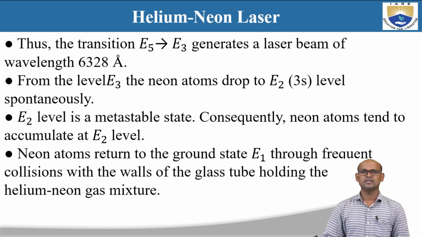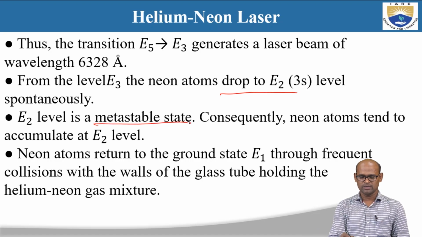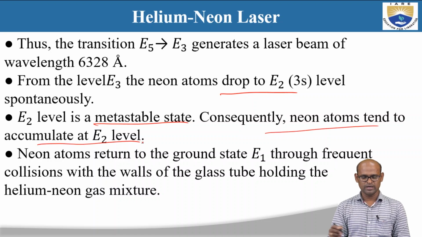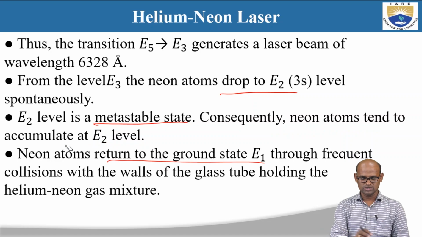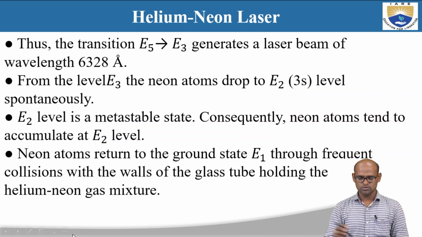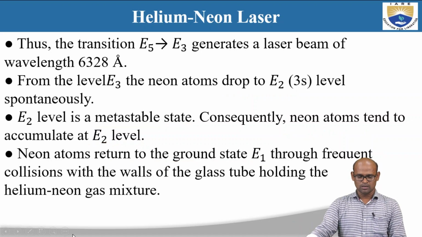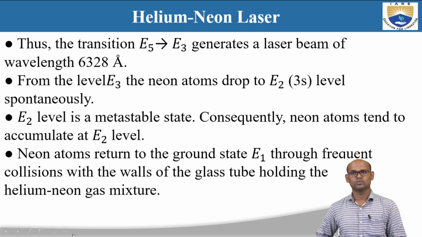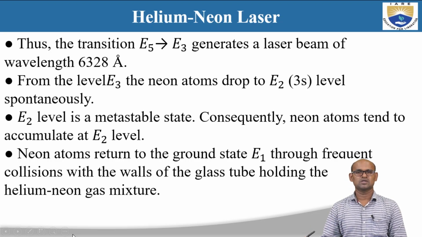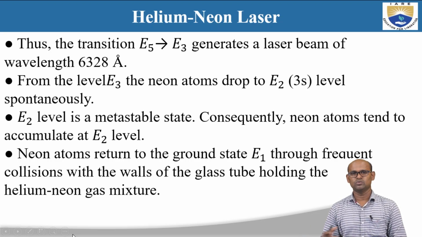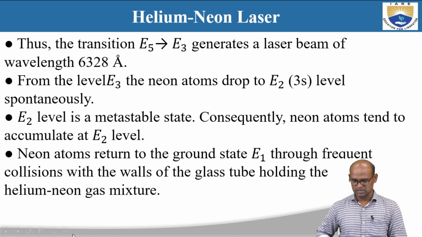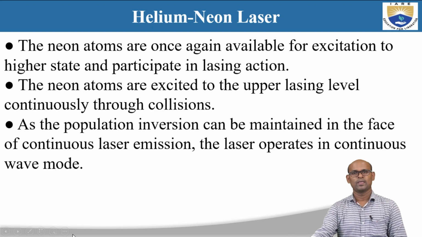From the level E3, the neon atoms drop to E2 spontaneously. E2 is also again a metastable state. So consequently, neon atoms tend to accumulate in the E2 level. Neon atoms return to the ground state E1 through frequent collisions with the walls of the glass tube. That is why we take the glass tube purposefully as very narrow, so that once the atoms come to the metastable state E2, they collide with the walls and decay to the ground state through collisions.